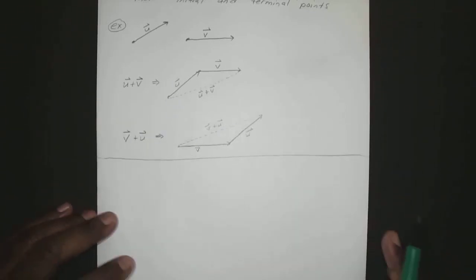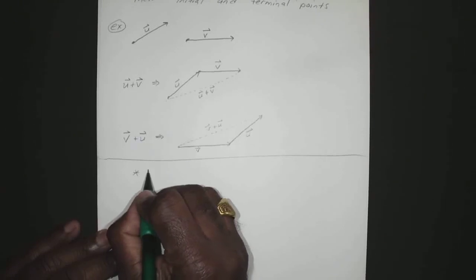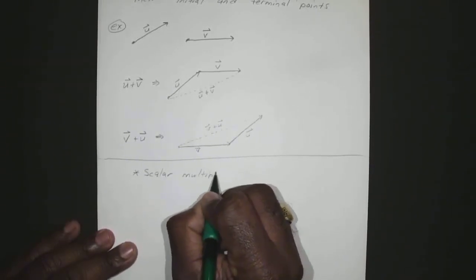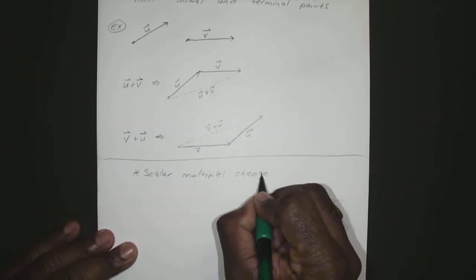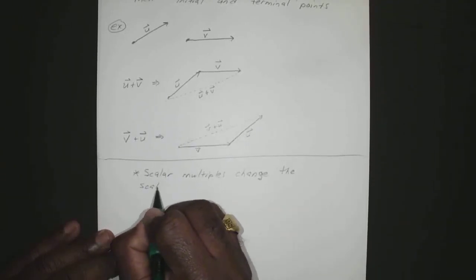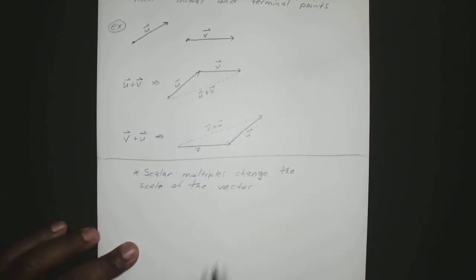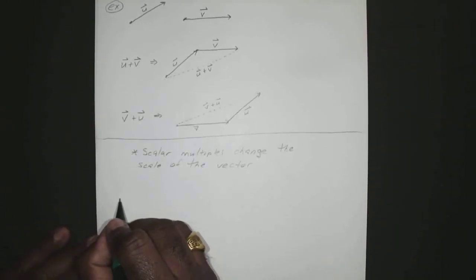And the scalar multiple literally just expands the scale of the vector. Well, expands or decreases. It depends on what you're multiplying it by. Change the scale of the vectors. Okay, so if we have, let's say we'll make this vector v.